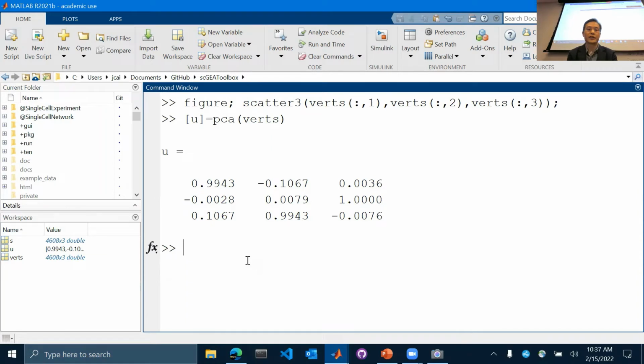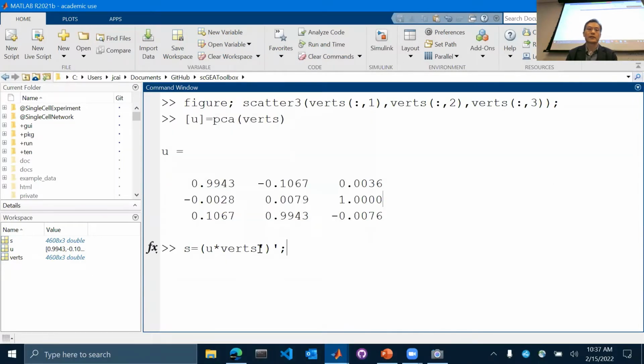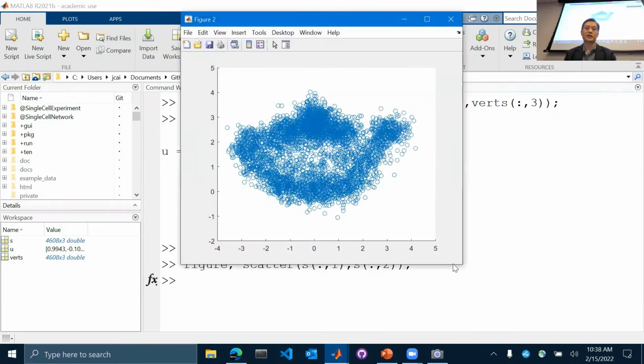My original data is saved in this vertex variable, and I use my U matrix to multiply it to get my new coordinate system. So my S is my rotated data points. Now I'm going to plot only the first 2 dimensions, and you see there's a separation of the data.